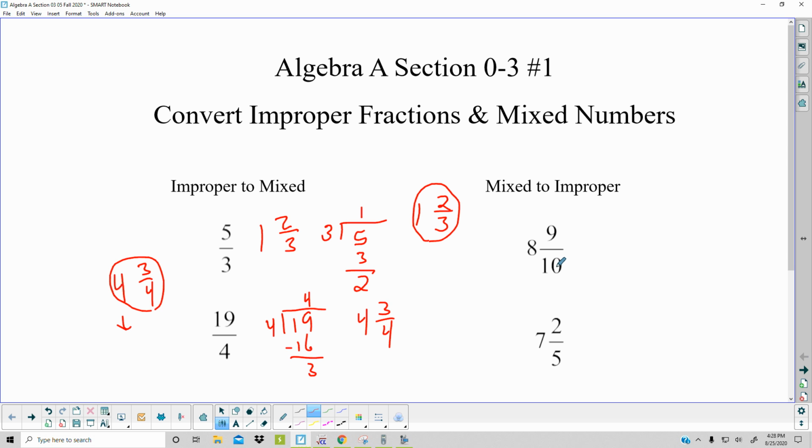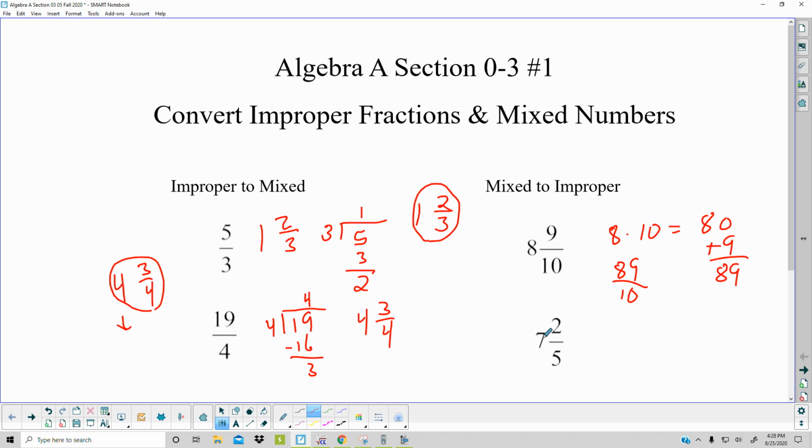Going mixed number to improper is actually a lot easier. You just take the denominator times the number in front. So 8 times 10 gives you 80. And then just add the number on top. So you have 89. That's the numerator. And the denominator is just the number on the bottom, whatever the number on the bottom was.